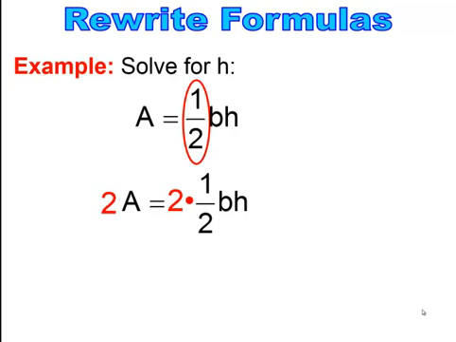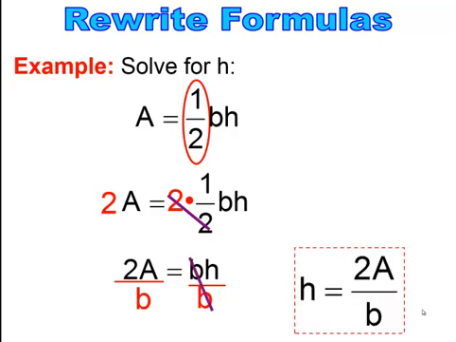Remember, the number needs to go in front of the variable. So in this case, you're going to end up with 2 capital A equals b times h. I still don't have h by itself, so that means I need to remove what is with it. I have multiplication here. B is being multiplied to h, and the inverse of multiplication is going to be division. So you're going to divide both sides by that b to get h by itself. So your new formula, or the formula for height, or h, would equal 2 times capital A, all divided by b.